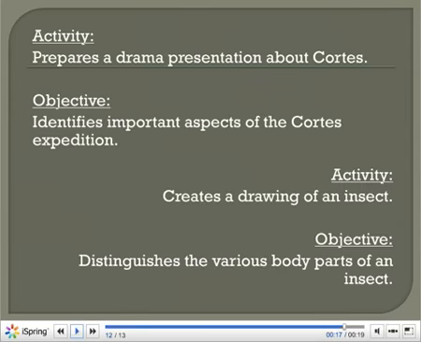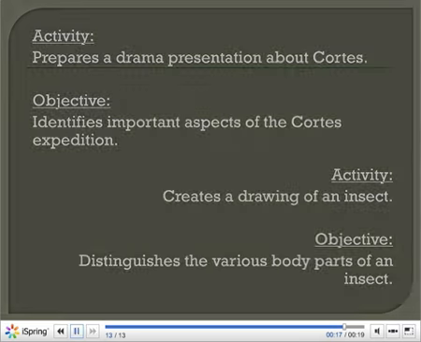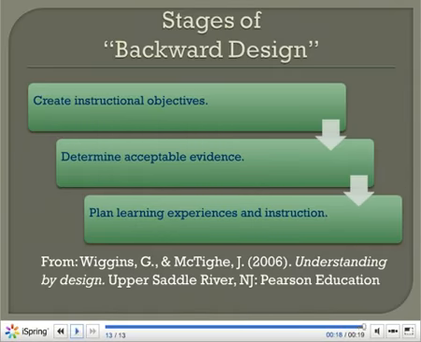Again, notice that an objective is what you want students to learn, and an activity is how that learning will take place. At times, the distinction between an activity and an objective can be a bit hard to make. Now, just as a side note, the objective writing process really starts the backward design process that you looked at in the curriculum design course.